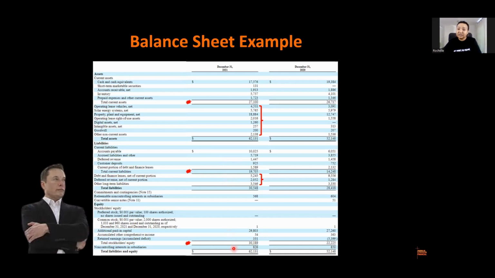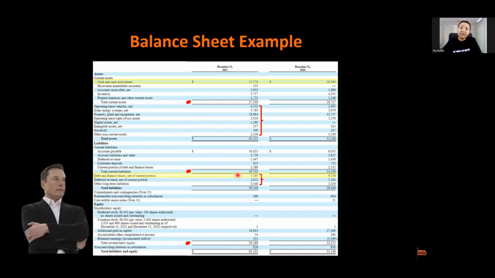And then we have equity, 30 billion that's sitting in there, belongs to the shareholders of Tesla. Now, what do I care about on a balance sheet when I'm doing research? I care about how much cash a company has. Cash is king. So here we can see the company has 17 billion in cash. I compare that number to how much debt they have. Tesla has 5 billion in debt.